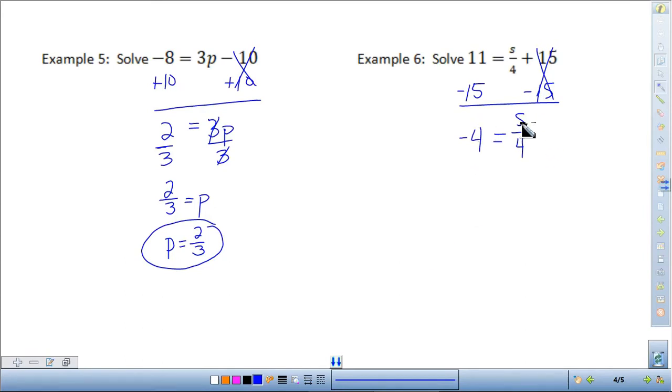From that point, s divided by 4, or s over 4, the inverse would be multiplying by 4 on both sides. With this, again, if we think about that 4 as a fraction, these simplify, cancel out. So on the right, we're left with just s. On the left, we have 4 times negative 4, which is negative 16. We want to go ahead and flip that around using our symmetric property of equality to then say that s equals negative 16.